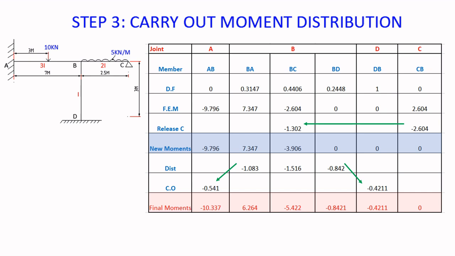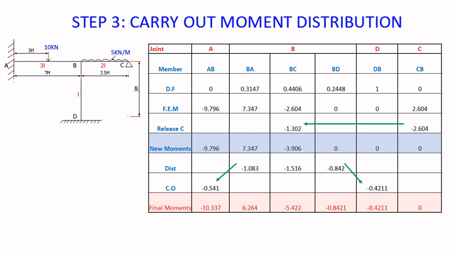Now this is a positive value, so the balancing moment will be negative. So you multiply negative 3.441 by the distribution factors. The first one will be 0.3147 times negative 3.441, and if you work that out, you will get negative 1.083 for BA. For BC it will be negative 1.516, and for BD it will be negative 0.841.